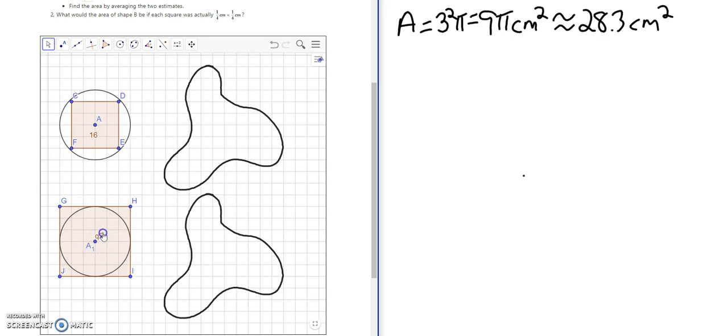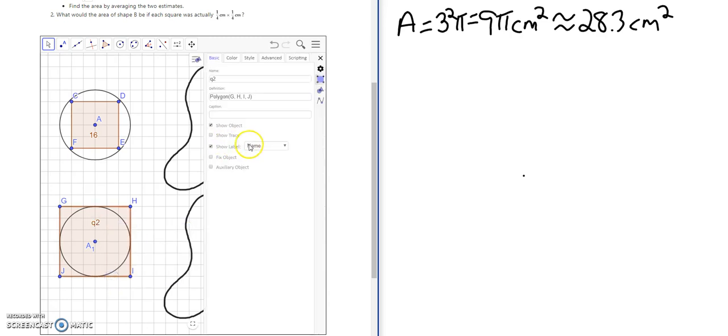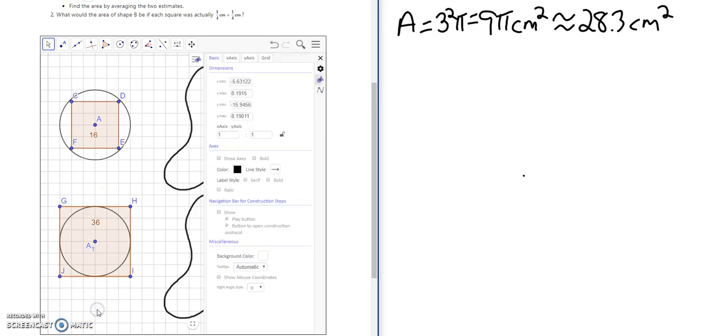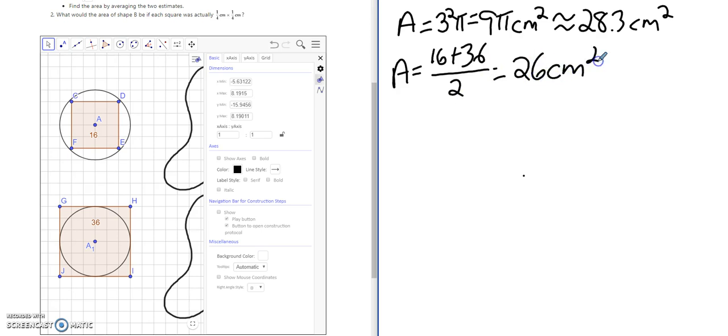let me move this label out of the way. I can see this square is called Q2. Again, I can go and I can change using the settings, change this to value, and I can see that's 36 square centimeters. So that means if I want to do my overestimate and my underestimate average, that I would do the underestimate plus the overestimate divided by 2. And this would give me 26 square centimeters.